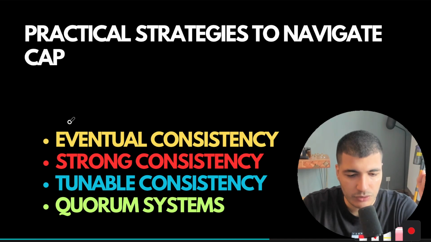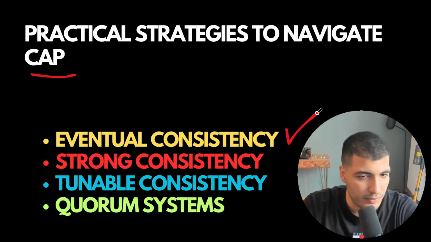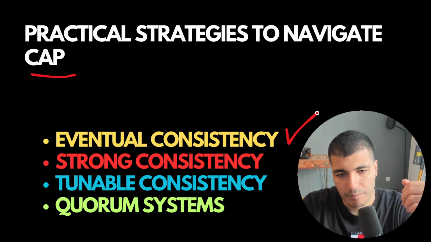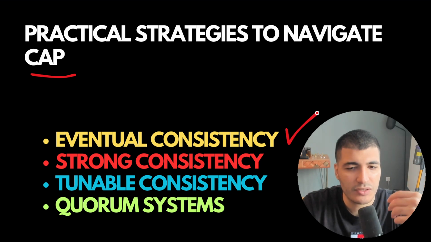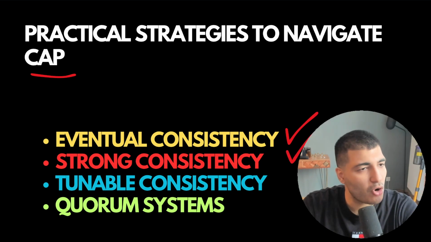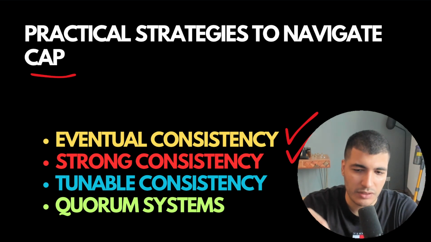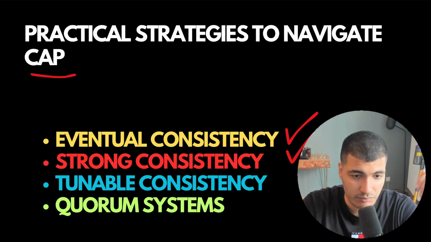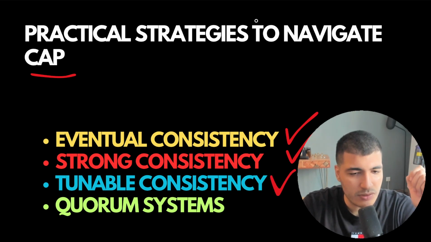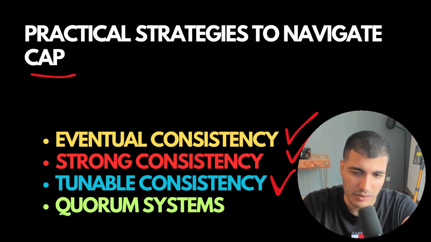Okay, let's talk about some practical strategies to navigate the CAP theorem. The first one is eventual consistency. It's useful when perfect synchronization isn't critical, like a social media timeline. DNS servers and some CDNs use this. Next, we have strong consistency, required for financial transactions and sensitive systems, for example bank transfers and health systems. Third, tunable consistency. Some databases let you pick the consistency level per query, like Cassandra, I guess.